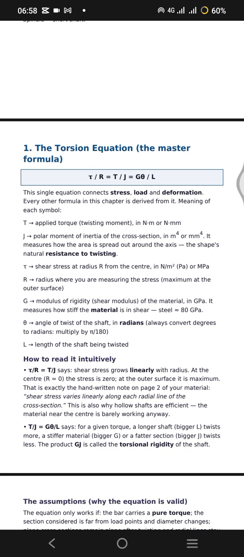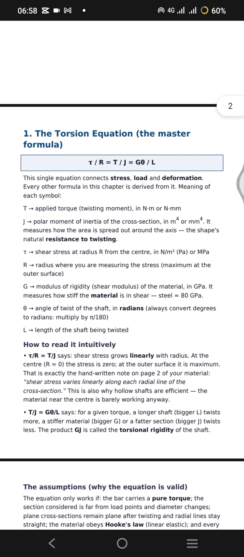The Greek symbol tau is for shear stress at radius r from the center, and it is measured in Newton per meter squared. Radius r is where you are measuring the stress. It is maximum at the surface and minimum inside. You have to know that.